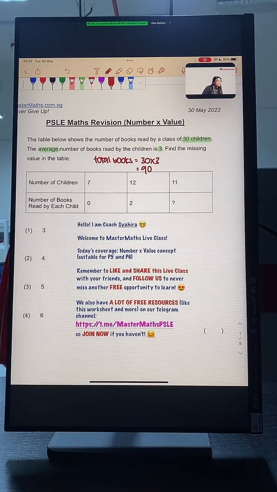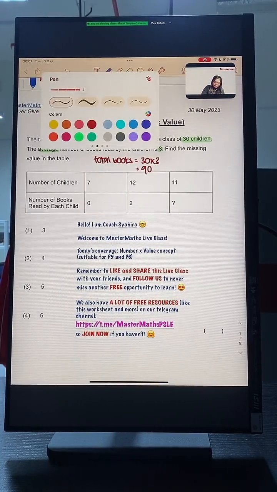Okay? Are we all able to see this red color? Or would you prefer me to use blue?